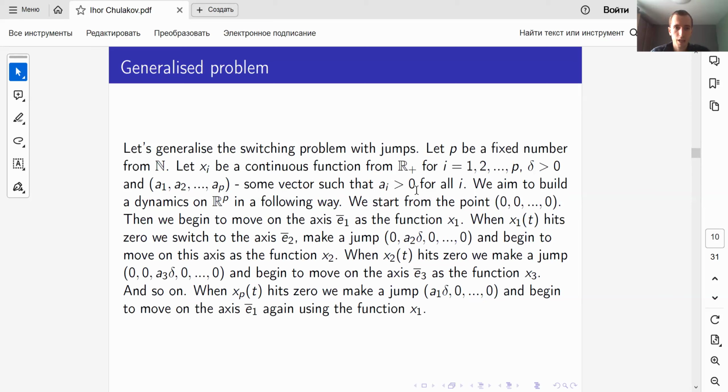We start from the point 0, then we begin to move on the axis e1 as the function x1. When x1(t) hits 0, we switch to the axis e2 and make a jump on the second axis, and the size of this jump is exactly a2 multiplied by delta, and begin to move on this axis as a function x2. When x2 hits 0, we make a jump on the third axis, the size of the jump a3 multiplied by delta, and begin to move on this axis e3 as a function x3, and so on. And in the end, when xp hits 0, we make a jump on the first axis, the size of the jump a1 multiplied by delta, and begin to move on the axis e1, again using function x1.